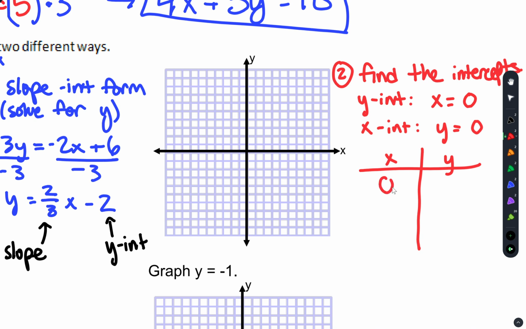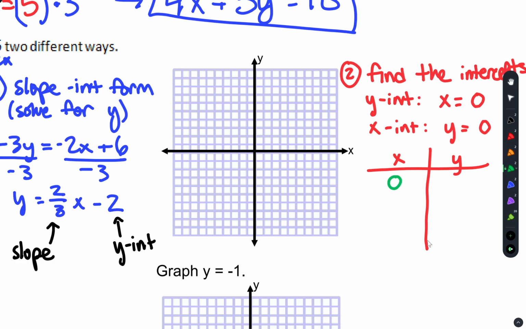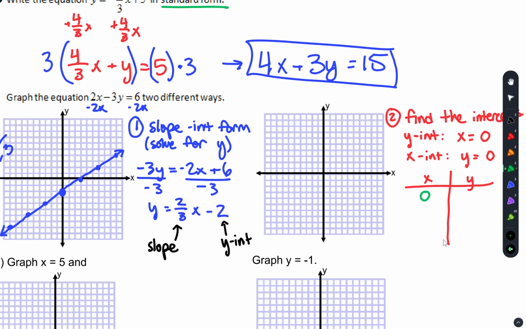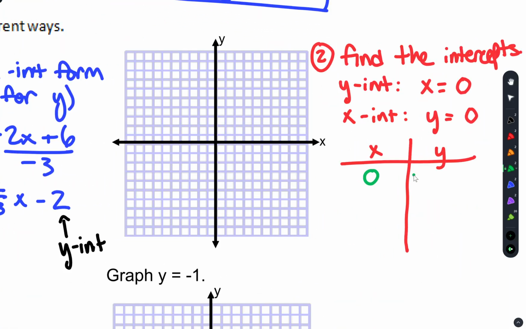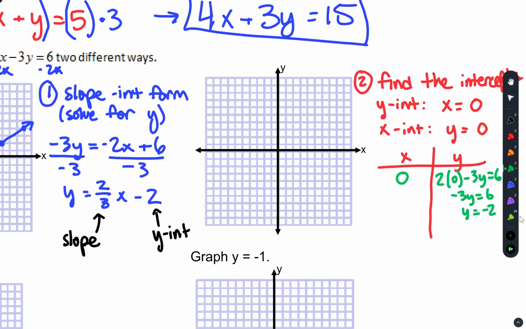Let's start with that y-intercept. I know that x is going to be 0. I'm going to pick a different color. So then I take my equation, 2x minus 3y equals 6, and I plug in 0 for x to get that negative 3y equals 6, or y equals negative 2. So that is my y-intercept at 0, negative 2.